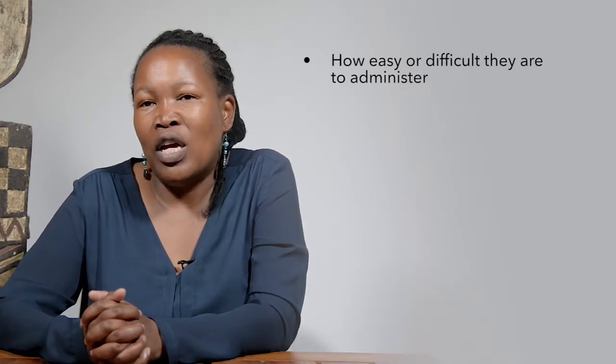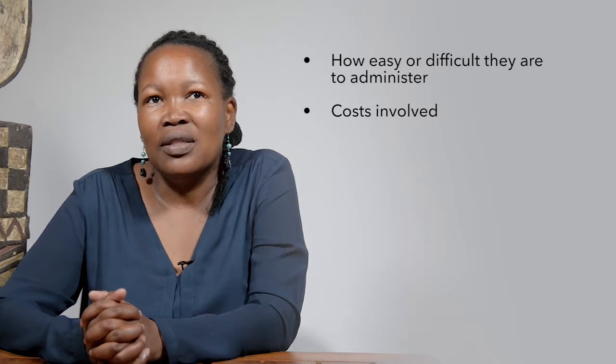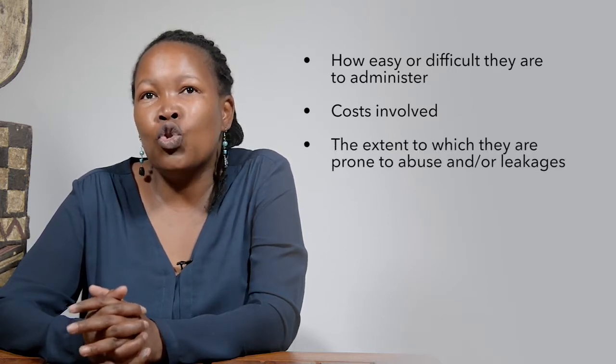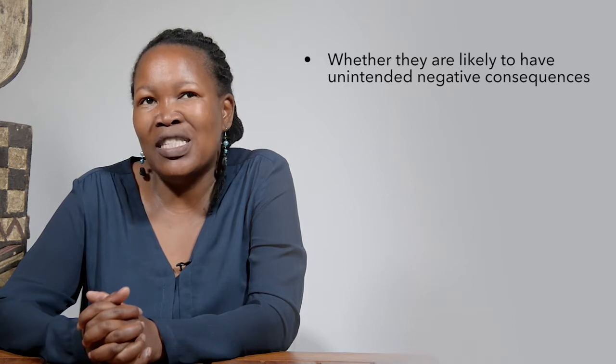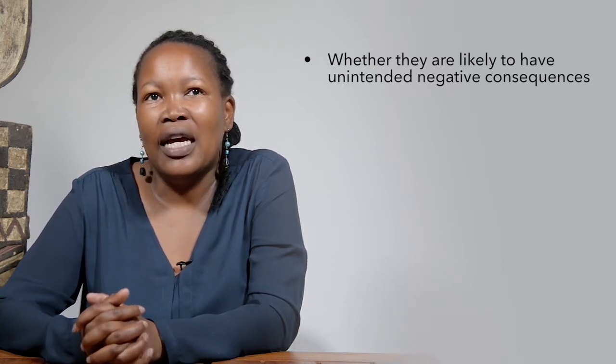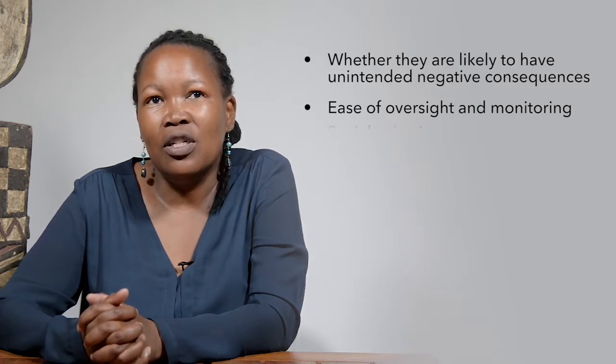You will remember that we discussed this earlier under categorical approaches. Just to remind you, I did mention that sometimes a hybrid of approaches and or targeting methods are adopted to suit a particular policy context. The main pros and cons of each targeting method will vary based on the following: how easy or difficult they are to administer, the costs involved, the extent to which they are prone to abuse and or leakages, whether or not they are likely to have unintended negative consequences like work disincentives, ease of oversight or monitoring, social cohesion, and finally, targeting errors. Let me just give one example with means testing as a targeting method.